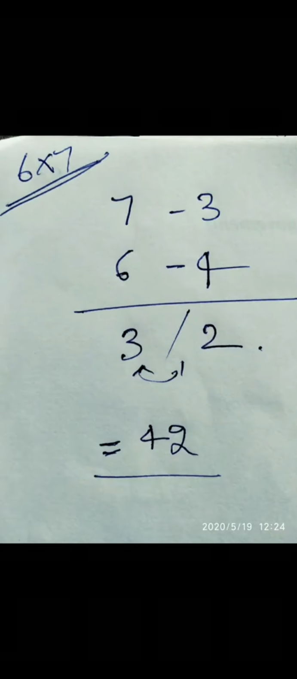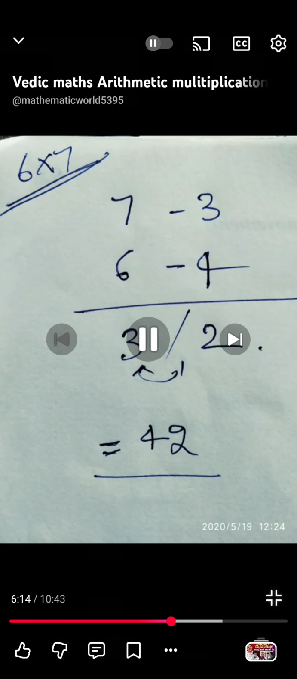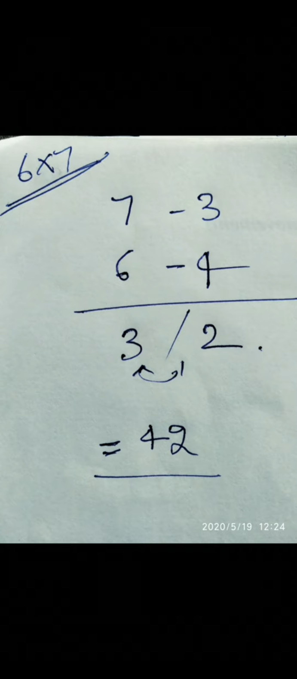See, now here we are multiplying 7 into 6. So 7 with respect to 10 gives us minus 3, and 6 with respect to 10 gives us minus 4. So now this product gives us 12, and we again borrow 1 to the left side, that is 3 plus 1, 42.